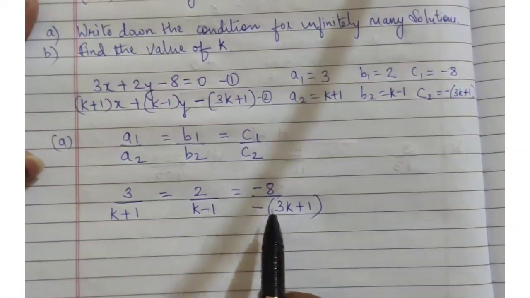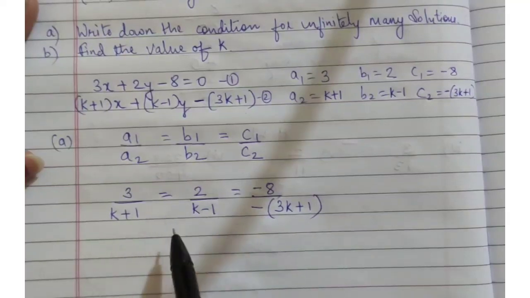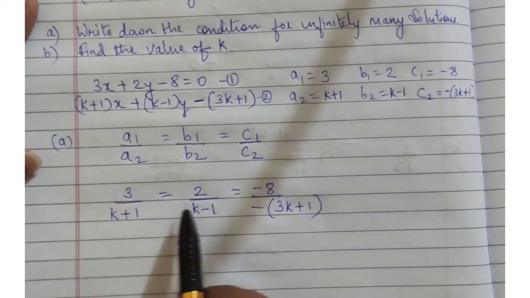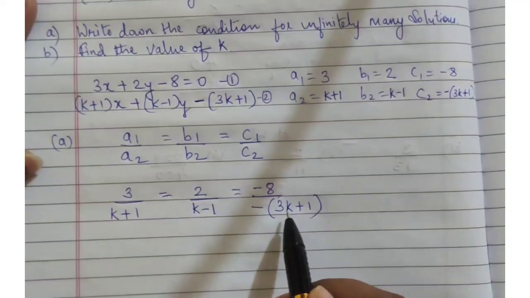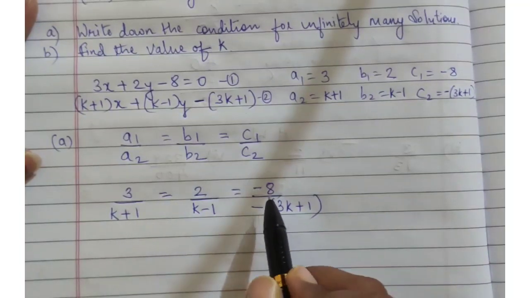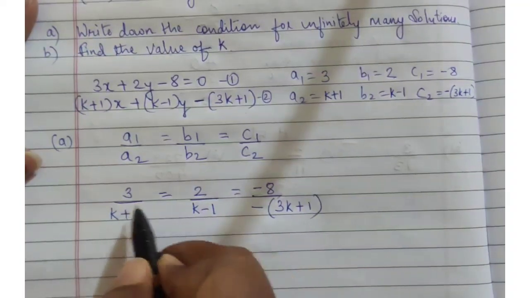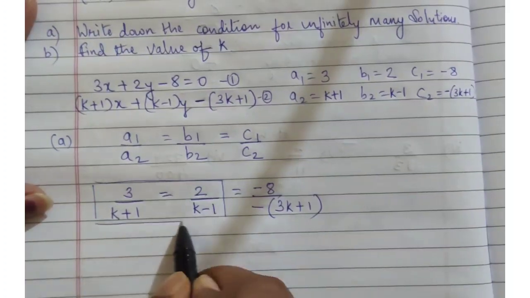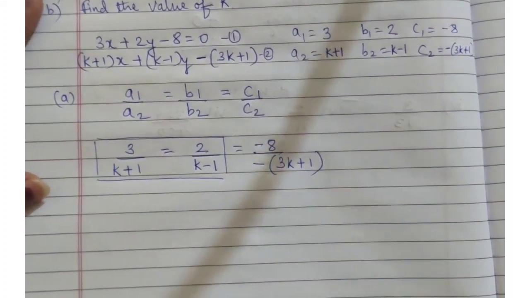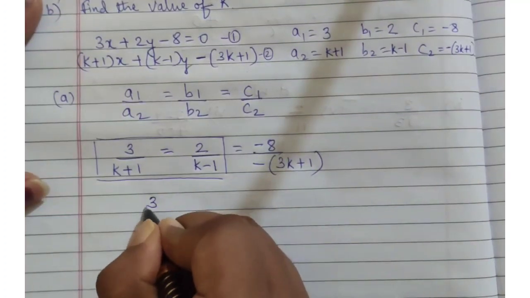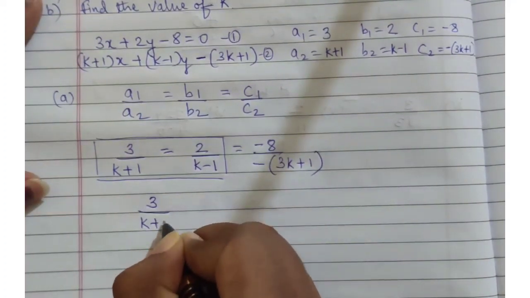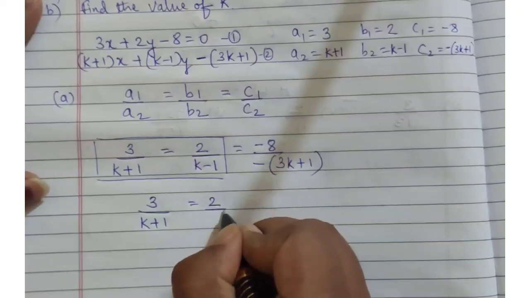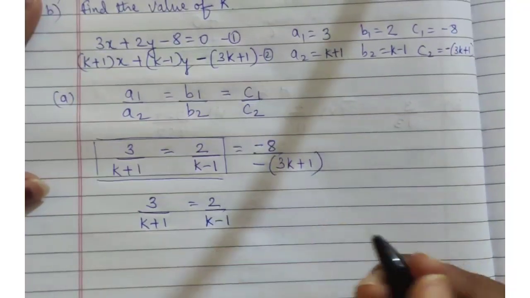Now here all three ratios are equal, so you can take any two ratios and cross multiply and get the answer for k. So if you want, you can equate these two ratios or these two ratios or the first and the last one. It is better we take these two ratios because they look simpler also. It will be easy for us when we cross multiply. So I will rewrite these two ratios again here. So 3 upon k+1 equals 2 upon k-1. Next step will be to cross multiply.